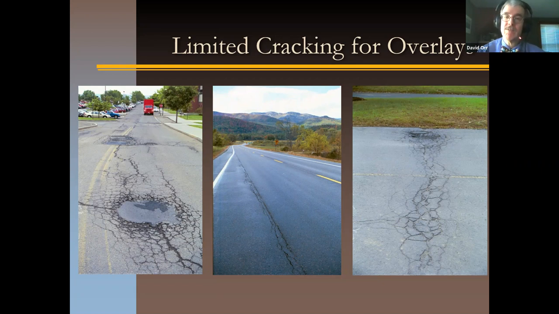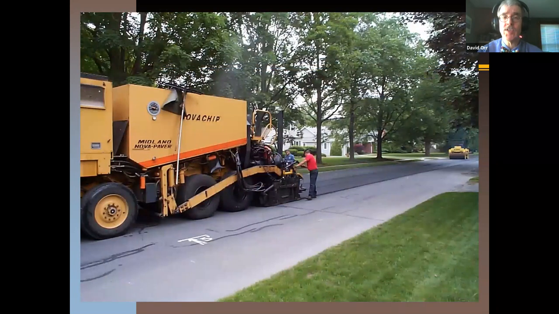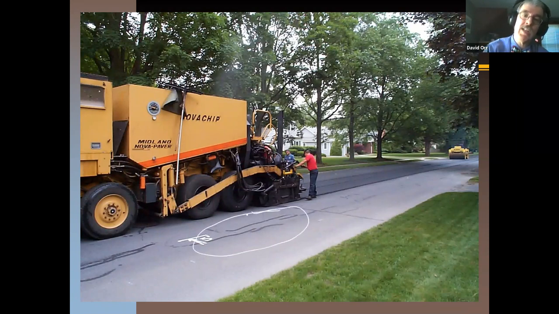If you can't properly do crack repairs, then you probably want to be thinking about doing something other than just a plain overlay. It's a little bit too late. You want to catch it early. This is actually a picture of a Nova chip, which is essentially a very, very thin hot mix asphalt pavement. And the reason I like this particular photograph more than anything else is you'll notice in the lane that they're not putting the Nova chip down. They've done their crack repairs ahead of time.